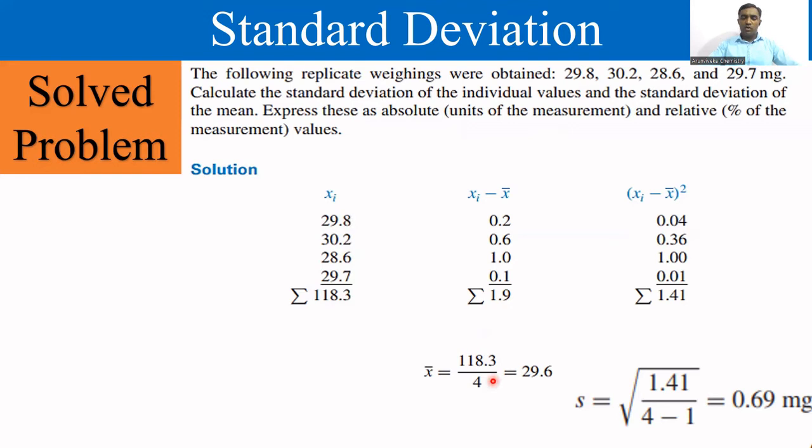So the value is 4. So it is 118.3 whole divided by 4. So that brings you the average as 29.6. So when you have the value as 29.6, what do we need to do?